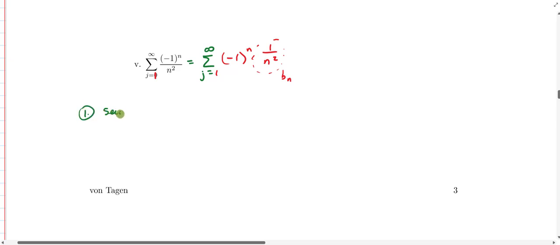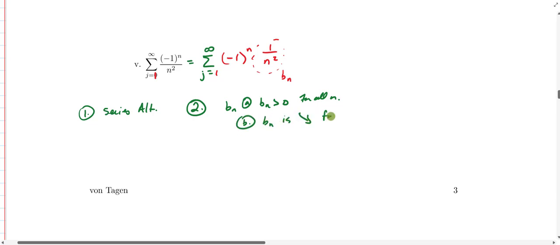So notice, 1, the series alternates, and 2, b sub n is 3 things. B sub n is greater than 0 for all n. B sub n is decreasing for all n, or at least from some counting number onwards. And finally, b sub n converges to 0 as n goes to infinity, meaning these terms get smaller and smaller. So all of this taken together, 1 and 2, tell us by the alternating series test that this series converges.